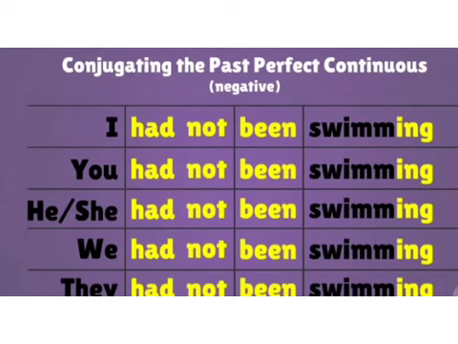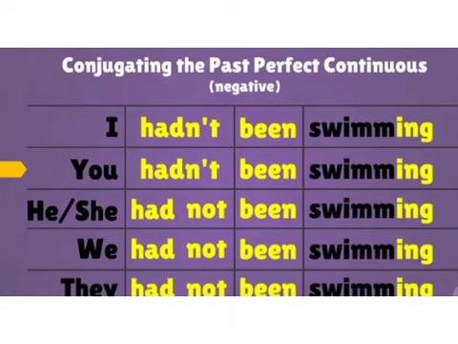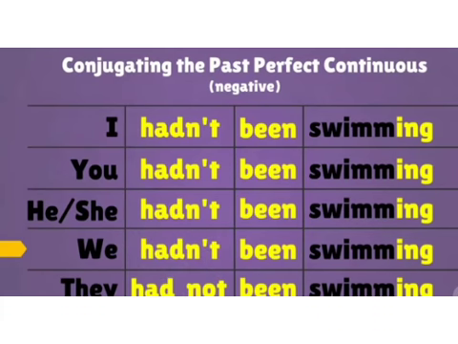Let's see again with some examples. How to contract had plus not? Hadn't. Yes, you are absolutely right. I hadn't been swimming is the correct answer. And for the next one, you had not been swimming, which becomes hadn't. You hadn't been swimming. Yes, you are right, children. The next one, he or she hadn't been swimming is the answer. And the next one, I'll give you some time. You check by yourself. What is the answer, children? We hadn't been swimming is the correct answer.